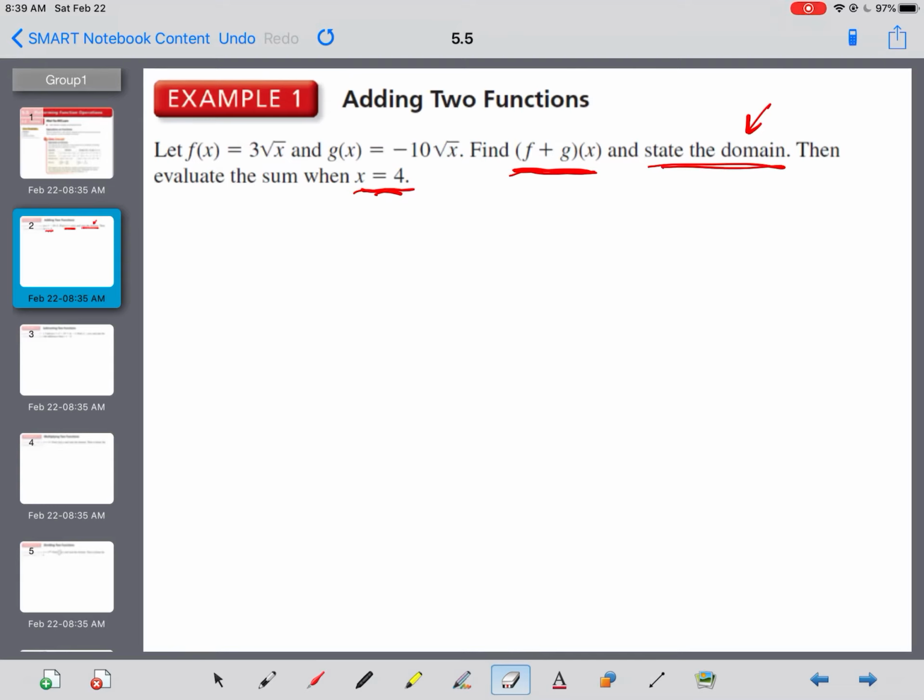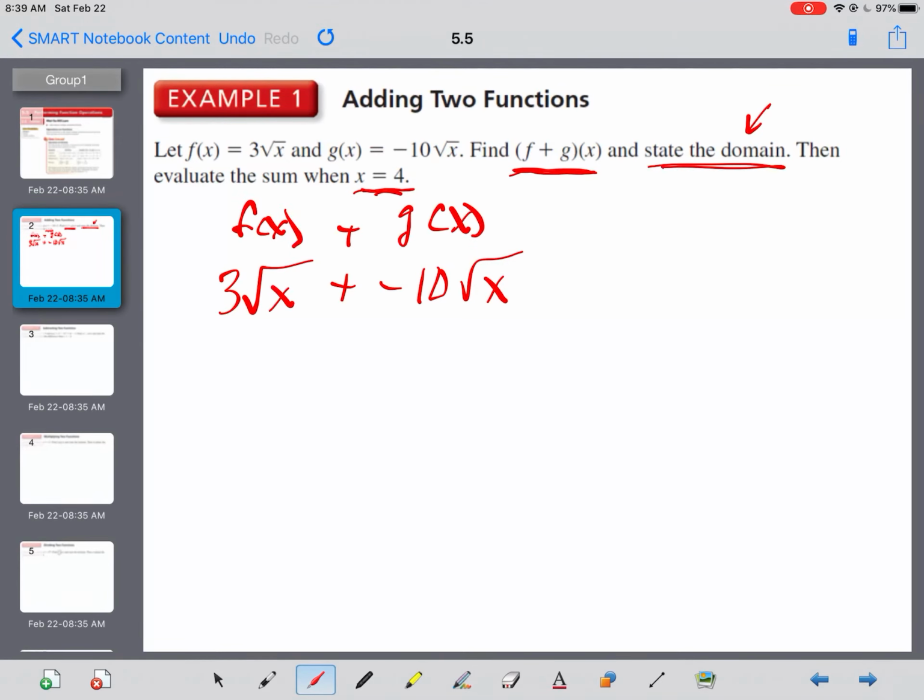But let's look at f plus g of x. They want us to take 3 square root of x and add negative 10 square root of x. That's all they did. Take f of x and add g of x. And then we're going to state the domain. So let's do that. They have to be like terms. They're both square root of x's. So 3 of them and negative 10 of them is negative 7 square root of x. And state the domain.